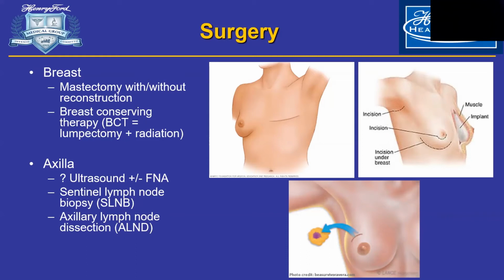Sentinel node, by definition, is the first node that drains the breast. So if cells have gone from the breast to the lymph nodes, they would be first in those sentinel nodes. So those are the ones we check first. If it appears that the cancer cells have gone through multiple nodes, then sometimes we have to remove all of them. That's what we call an axillary lymph node dissection.